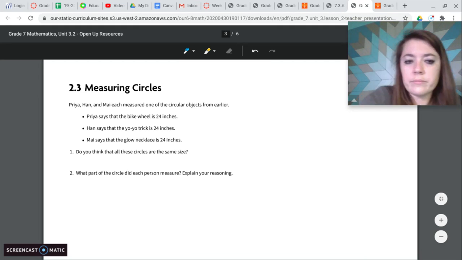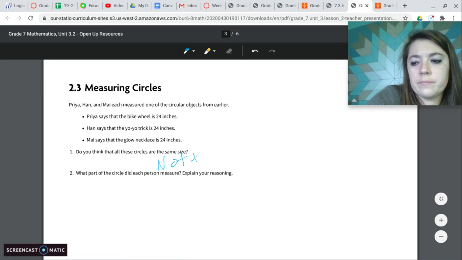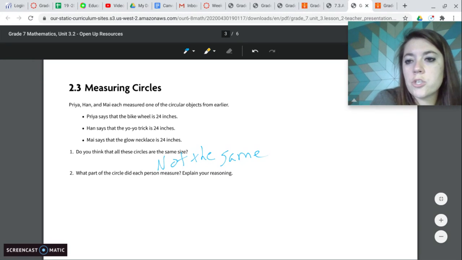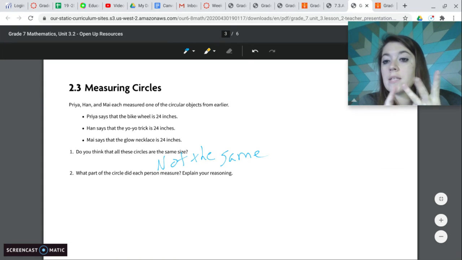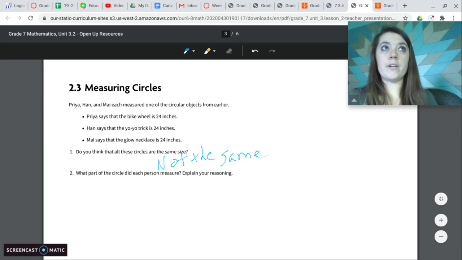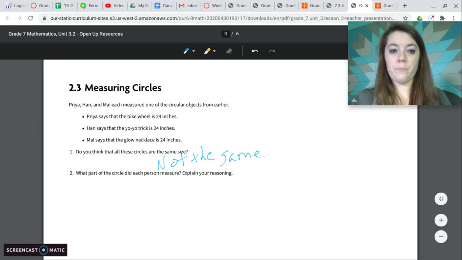No, they're definitely not the same. What are they doing? They're measuring different parts of the circle. So one of them might be measuring the diameter, another's doing the radius, and another is doing the circumference. So now what we need to do is figure out which one each of them was actually measuring.